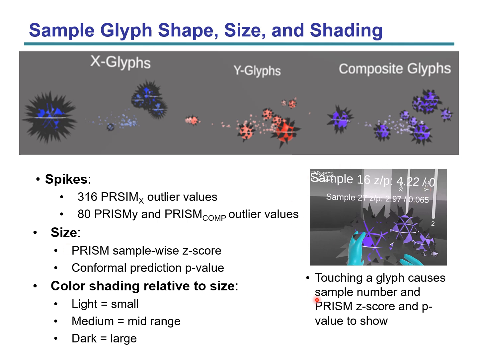And then over here, you can see what else we can do in the VR. As you'll see, if you touch a glyph, you'll get the sample number and a ZP score. So we get the Z value 4.2 separated by a slash with the conformal prediction P value, which you can also use to assess the probability of a sample being part of that training set.